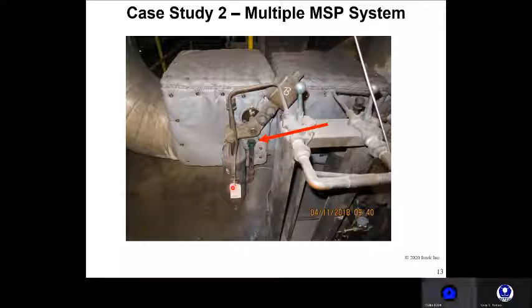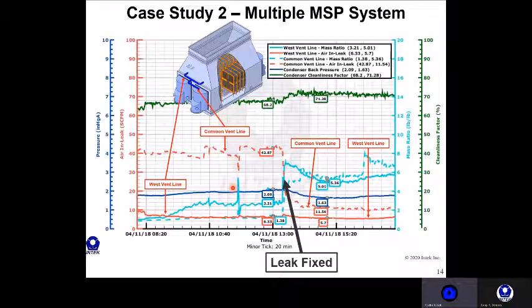Once they were identified, plant personnel were informed and they were capped. The impact on air in-leakage is shown on the next slide. Looking at the time when the leak was fixed, right here, in addition to the 30 SCFM drop in air in-leakage, there was also a 3% increase in cleanliness factor as a direct result of finding and fixing that leak.